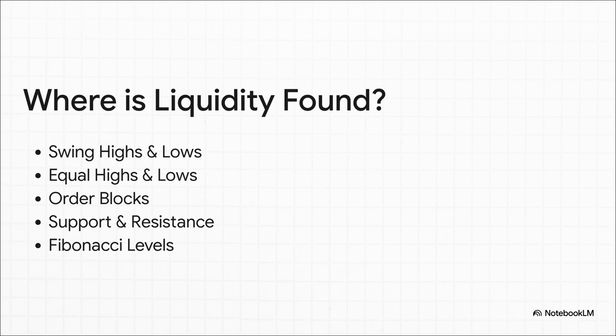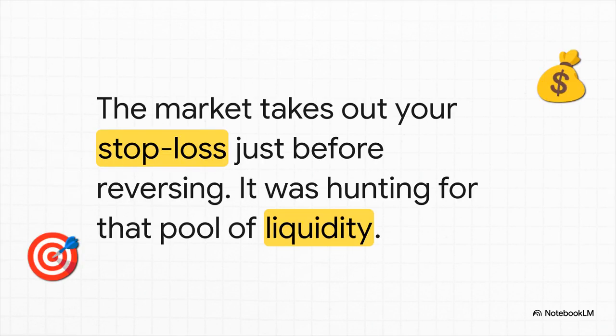And this brings us right back to that super frustrating feeling from the beginning, that sharp spike down that just barely clips your stop loss before the market reverses and flies without you. That was no accident. That was a liquidity grab. Smart money deliberately pushed the price to that level to trigger all those stop losses, creating a flood of selling that they could then use to fill their own massive buy orders. They literally used your stop loss as fuel for their trade.